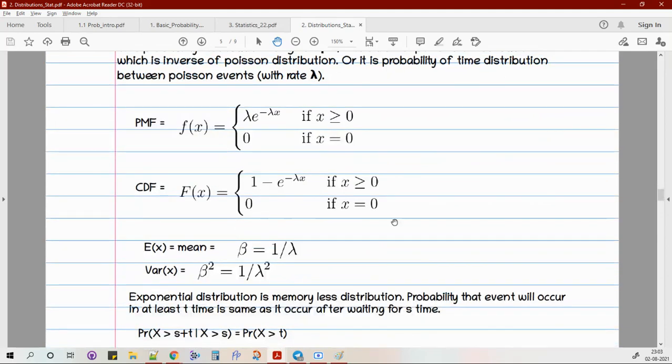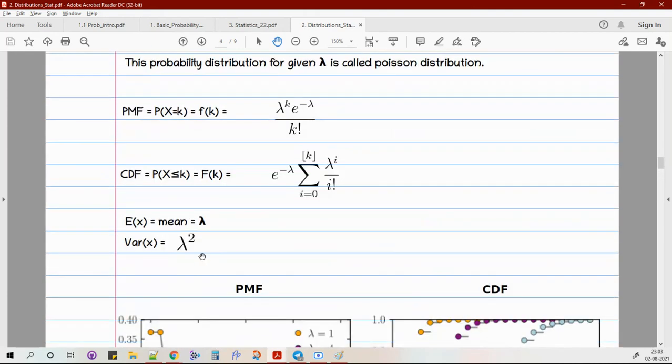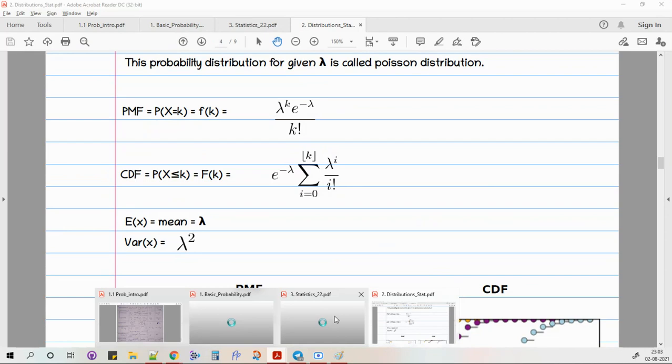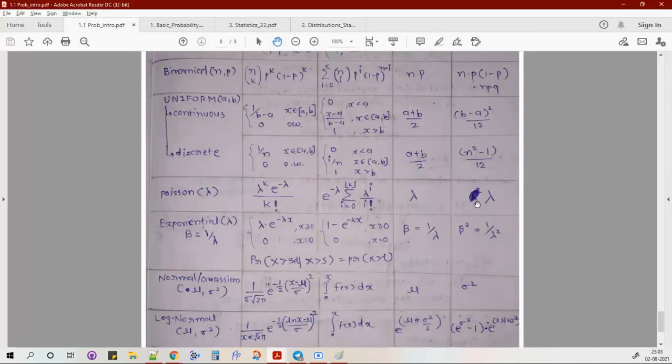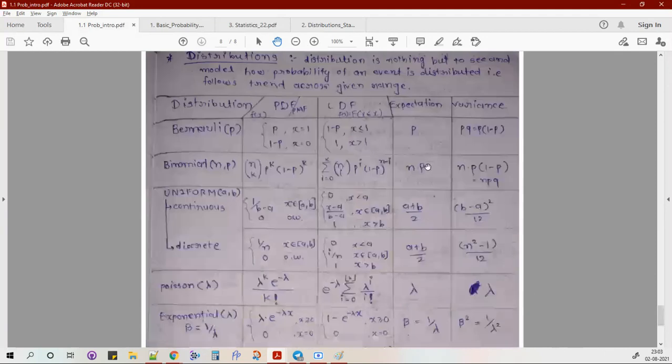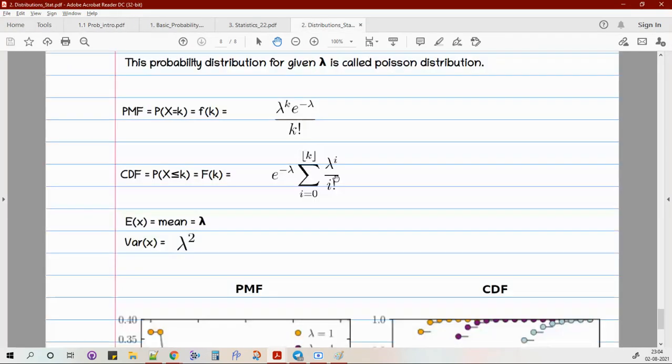The CDF is defined something like this. The expectation of x, or mean value, is beta, or you can say 1 by lambda, and the variance is beta square, 1 by lambda square. One thing I forgot to mention is that here the variance is also lambda. I guess there is a typo here. Let me confirm. Yes, for the Poisson distribution, the expectation and variance are both lambda. But for exponential, I guess it is beta and beta square, if I'm not wrong.